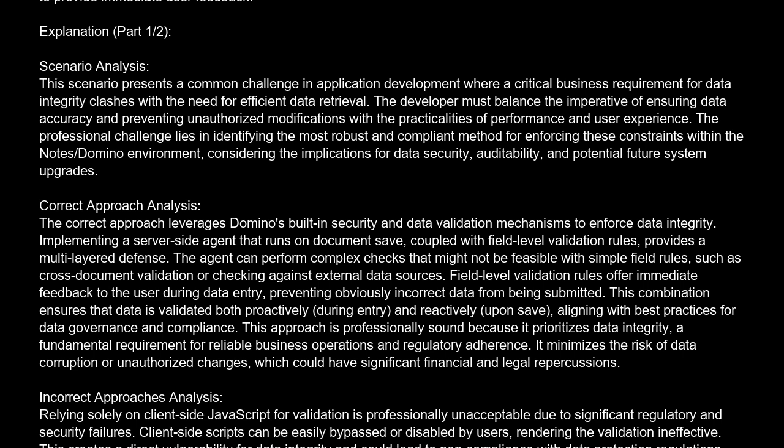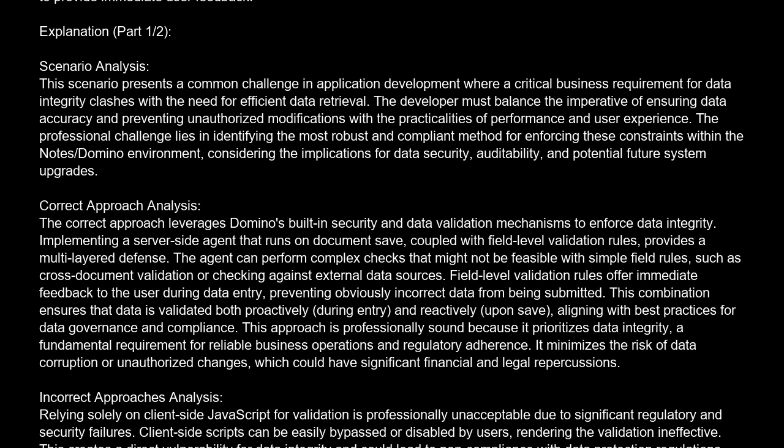Correct approach analysis. The correct approach leverages Domino's built-in security and data validation mechanisms to enforce data integrity. Implementing a server-side agent that runs on document save, coupled with field-level validation rules, provides a multi-layered defense. The agent can perform complex checks that might not be feasible with simple field rules, such as cross-document validation or checking against external data sources.